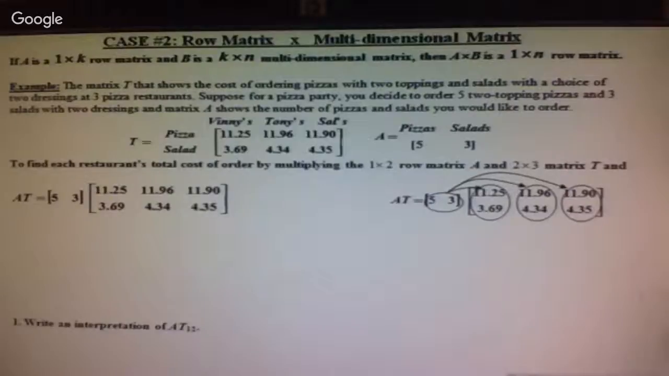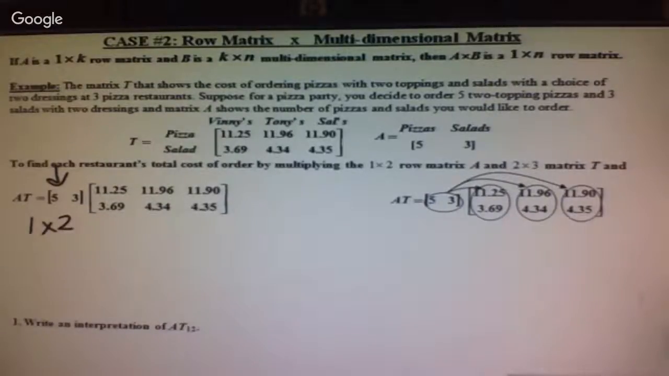Okay. So, case number 2. Look what's changed. We've made this a tad bit more difficult. We're now doing a row times a multi-dimensional. This is why I said you're going to want your calculators for this. Because when you do this, your row has to multiply by each one of these columns. Okay? So, think about it. This row matrix, 5 and 3, is a what by what? 1 by 2.